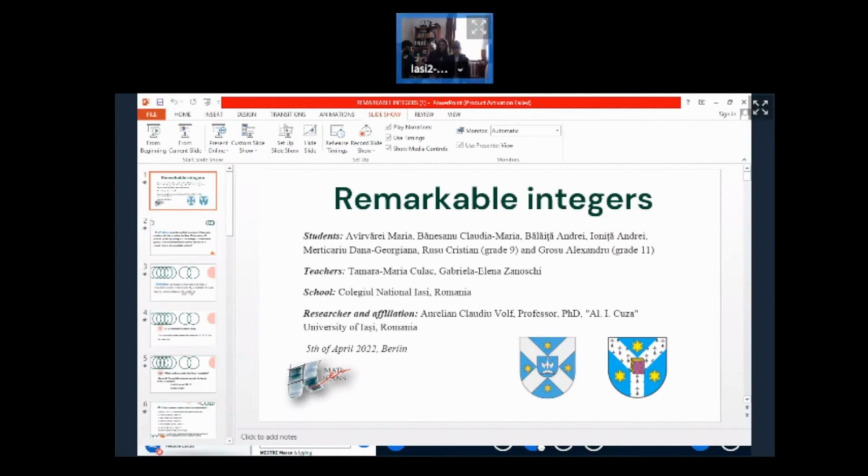Statement 1. For all n1 natural numbers, all n2 natural numbers, and all s natural numbers, the numbers 2 to the power of n1 multiplied by 5 to the power of n2 multiplied by 3 to the power of s are remarkable numbers. Proof. Sorry, excuse me.